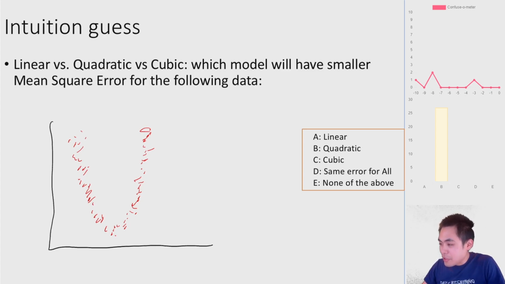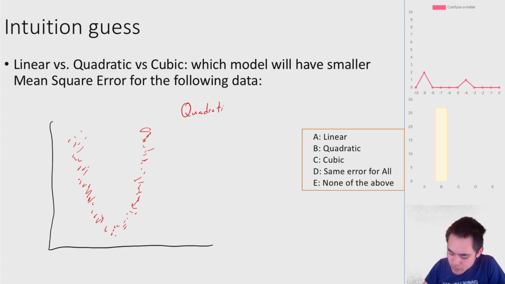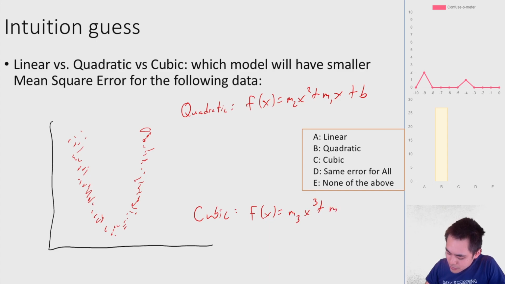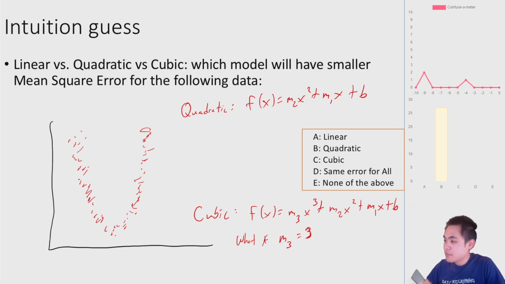But now you have to be a little bit careful, because remember, we had the formula for the quadratic, which was f of x is equal to m2x squared plus m1x plus b. And we had the formula for the cubic, which was f of x is equal to m3x cubed plus m2x squared plus m1x plus b. What if m3 is equal to 0?